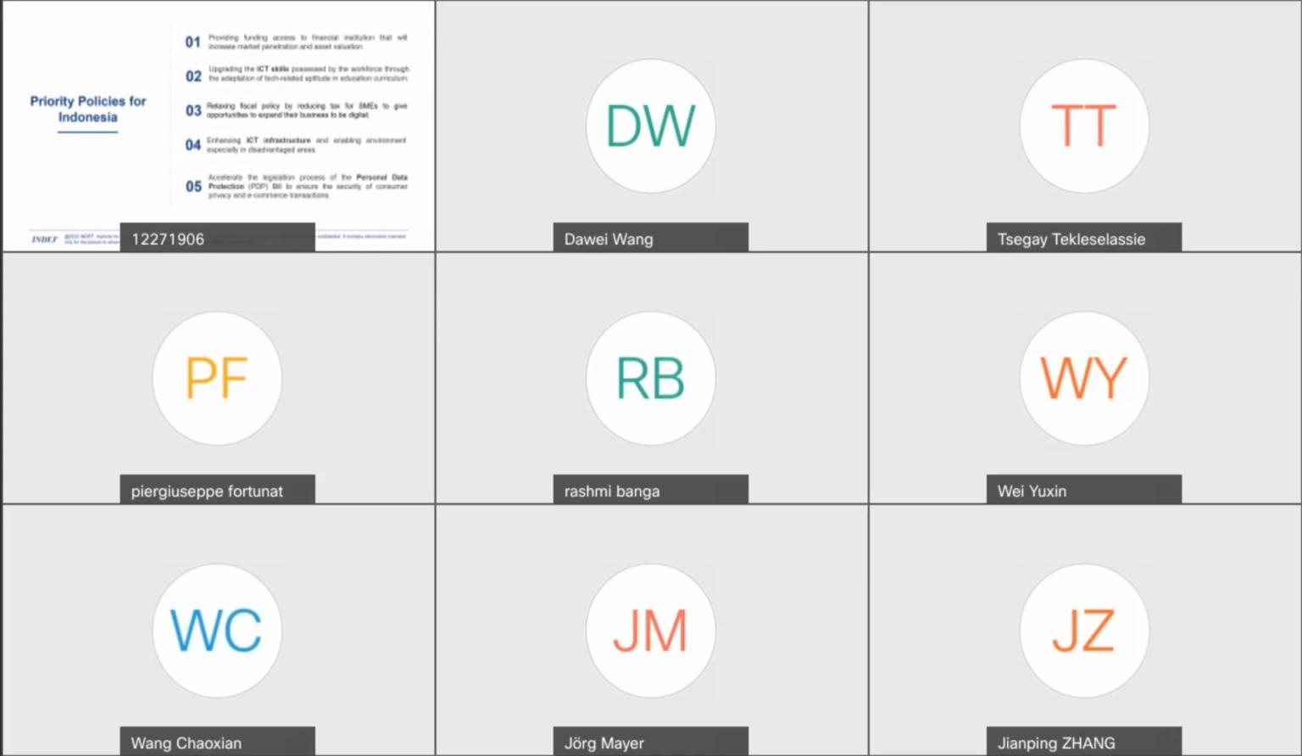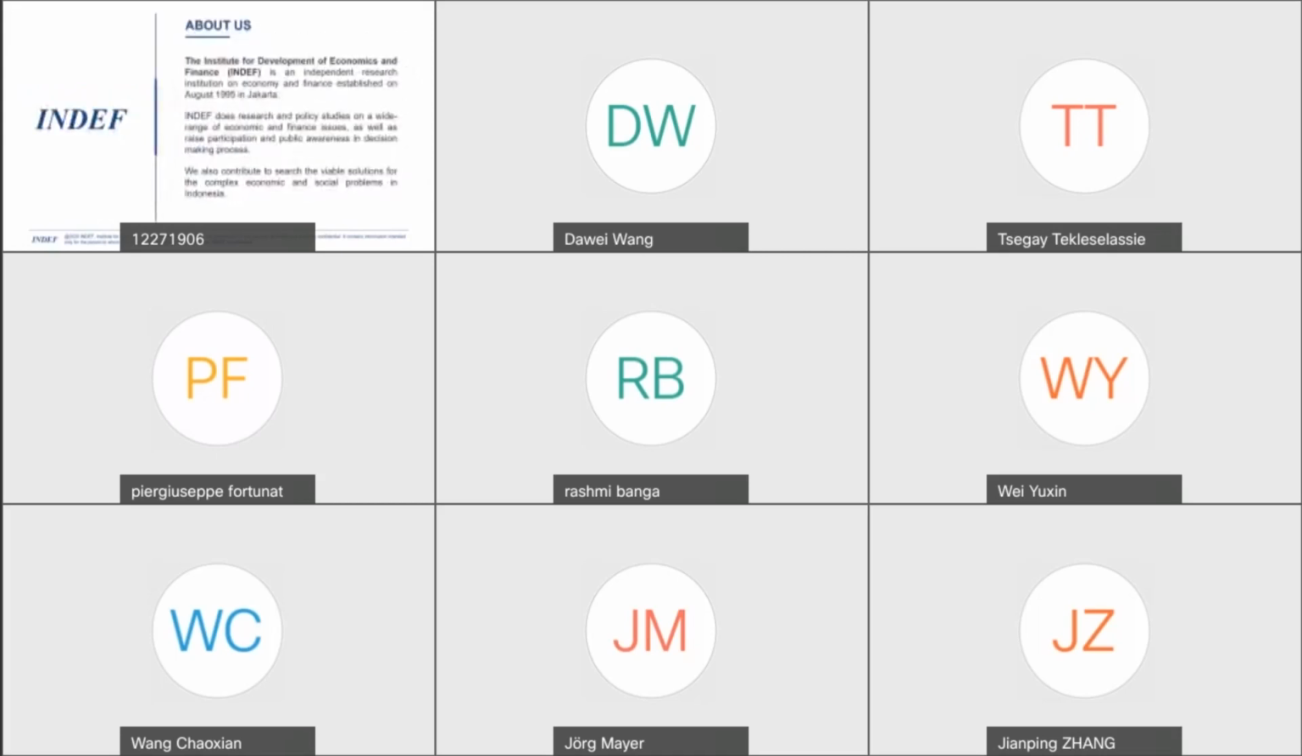As we know, it is now only focused on Java Island, not outside Java. We still have a weak signal outside Java. So we need to reduce our digital divide, especially in infrastructure. And fifth, we need to accelerate the personal data protection bill regulation to ensure the security of consumer privacy in e-commerce transactions. Thank you.